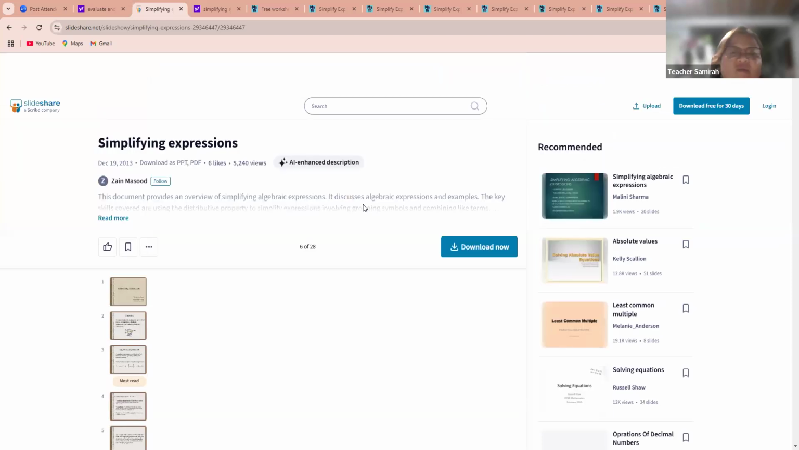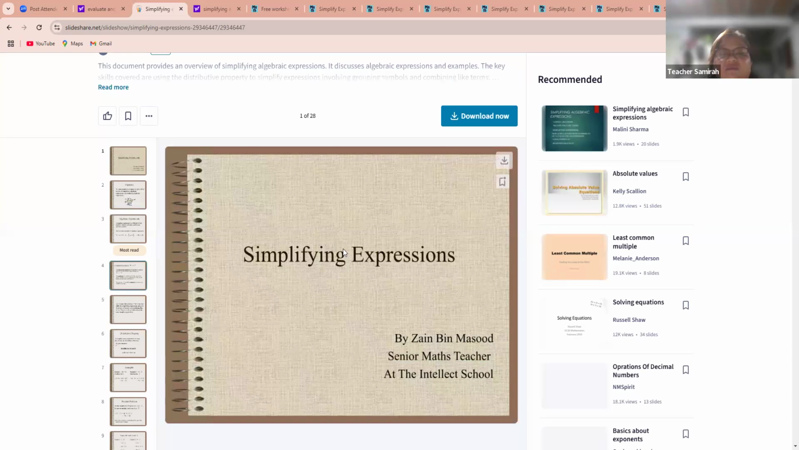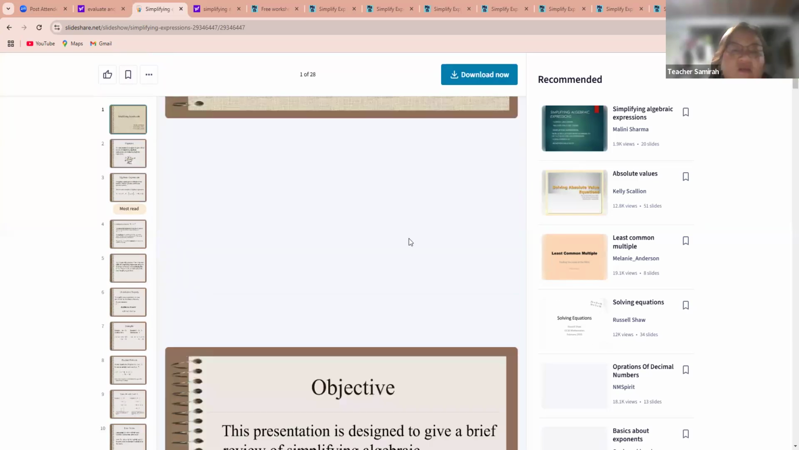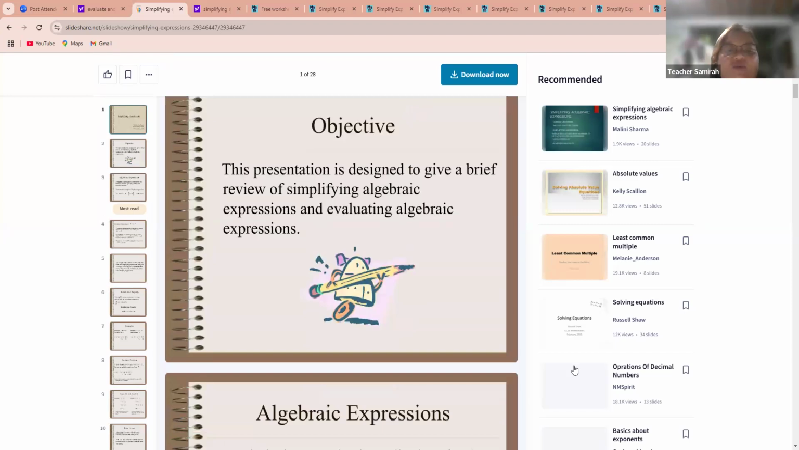So this is what we are going to use, and then we are actually going to discuss this. Okay. So this is all about simplifying and evaluating algebraic expressions. Look at this. So our objective is to give a brief review of simplifying algebraic expressions and evaluating algebraic expressions.